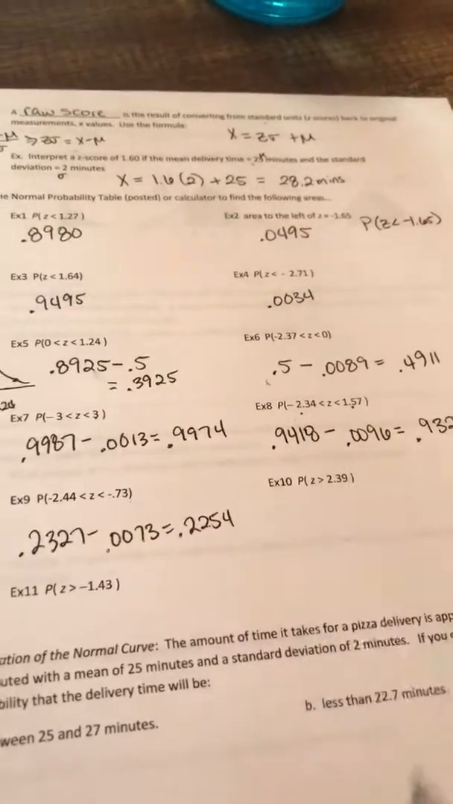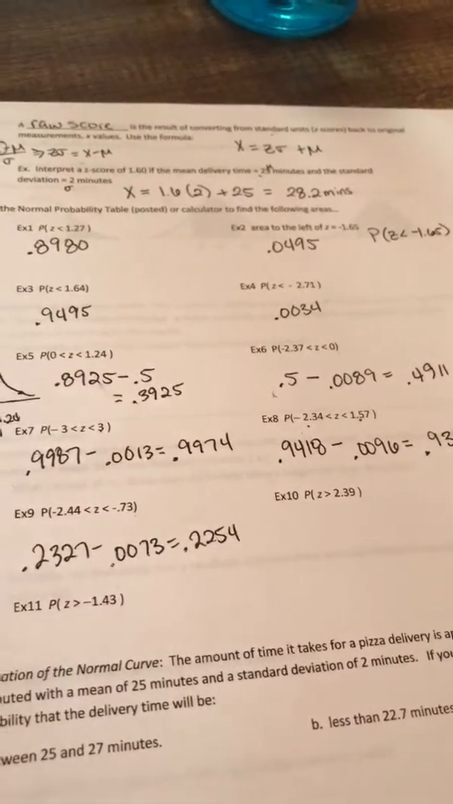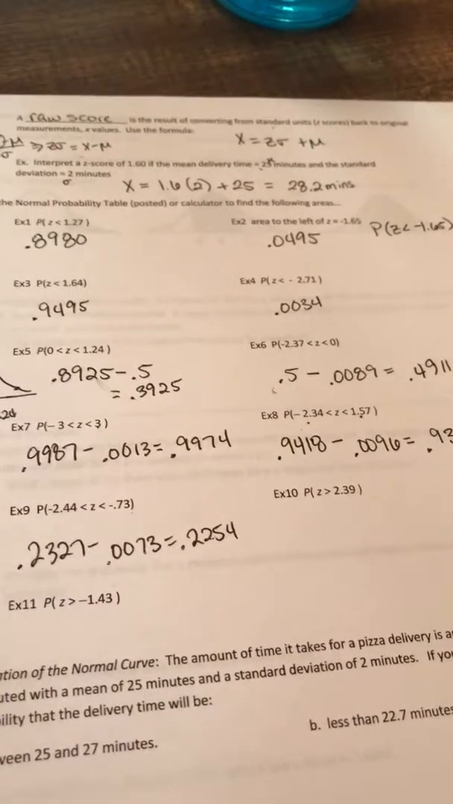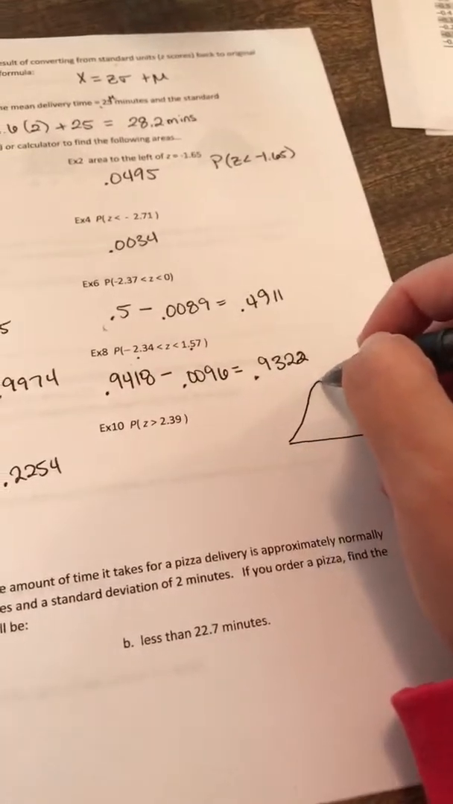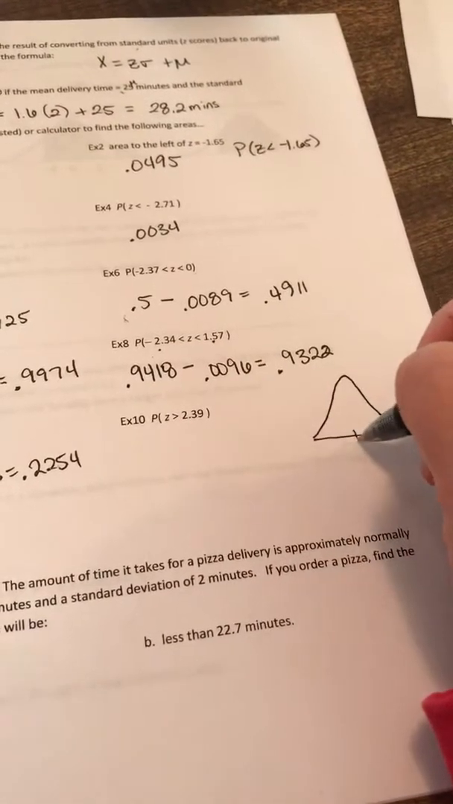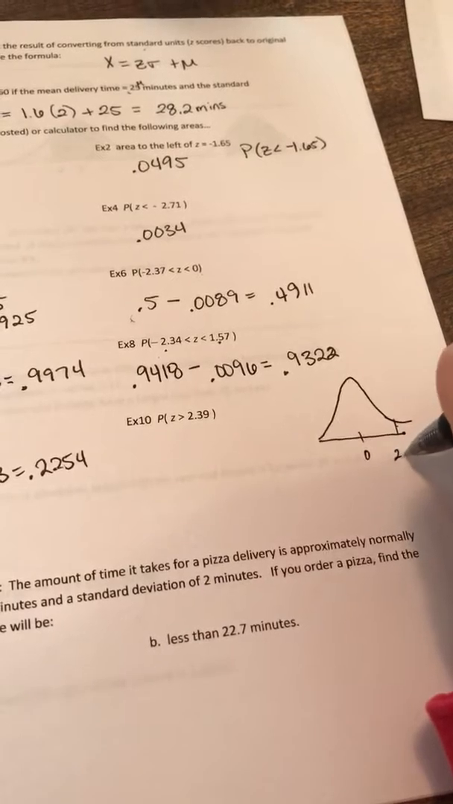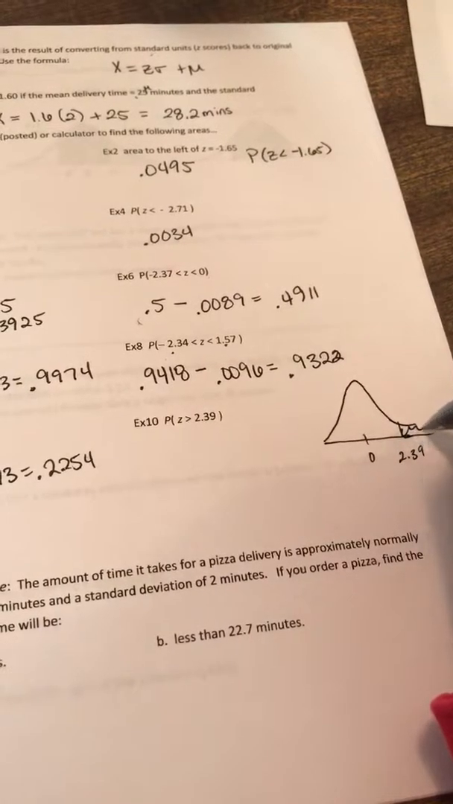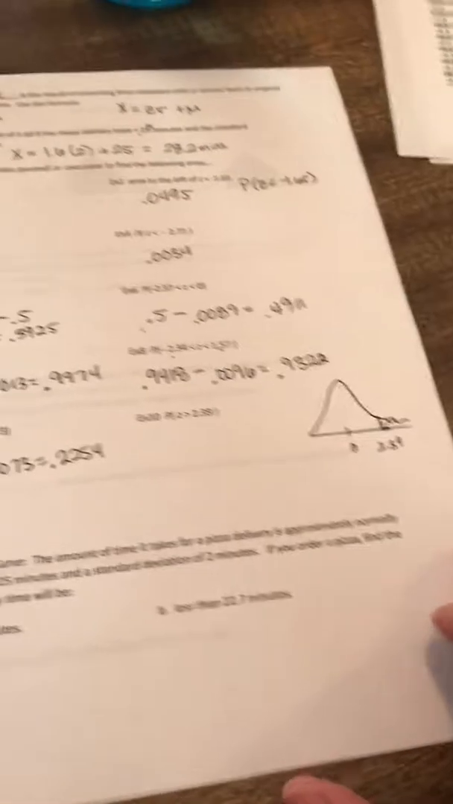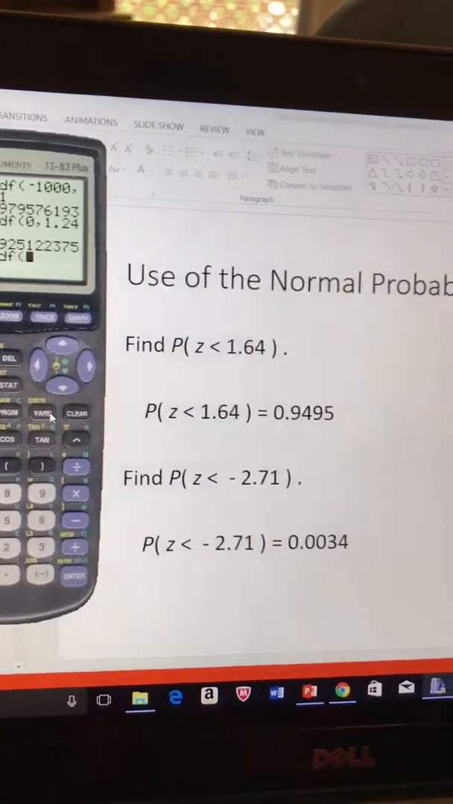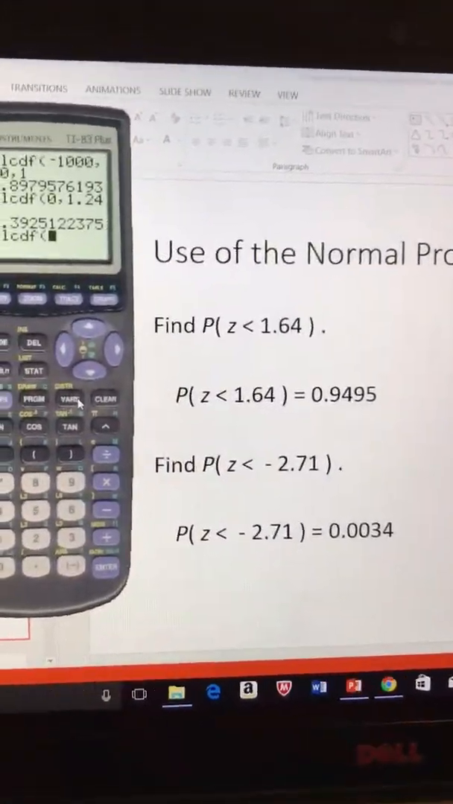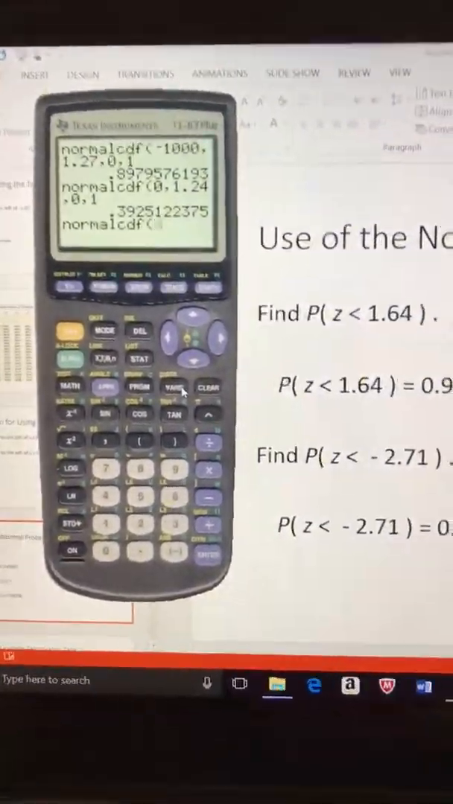We haven't done greater than, or to the right, yet. If you want the probability that z is greater than 2.39, let me draw this one. Here's 0 and up here's 2.39, and we want the area to the right. You can use the calculator if you want. The calculator can go right or left, it doesn't care.